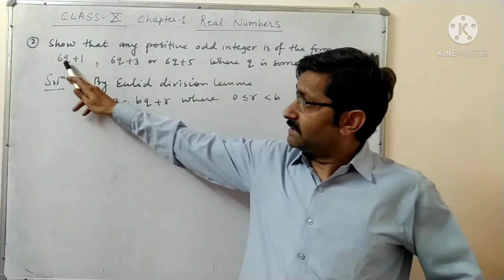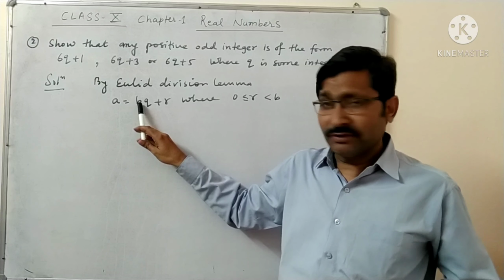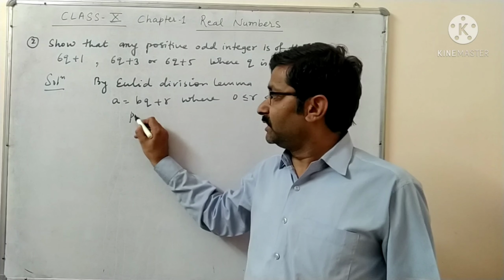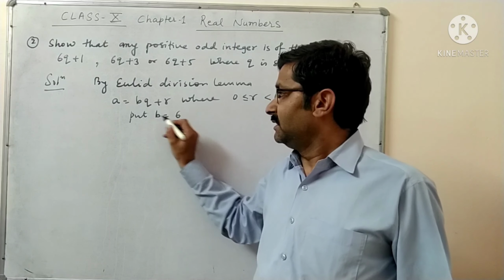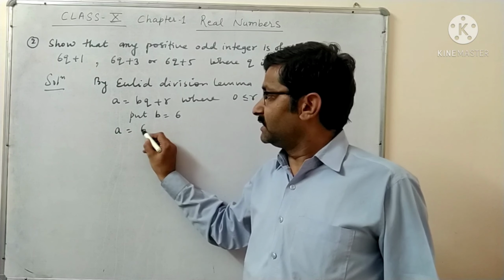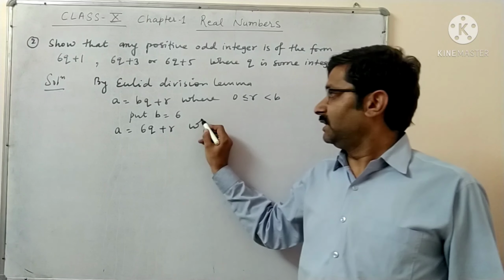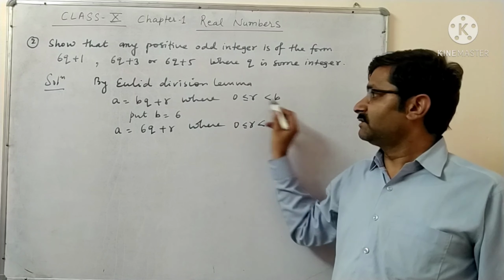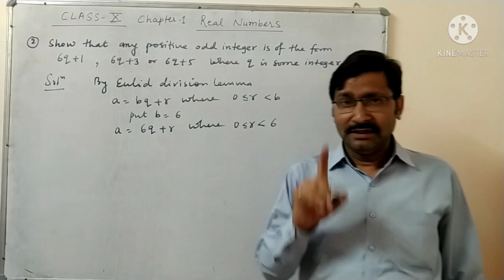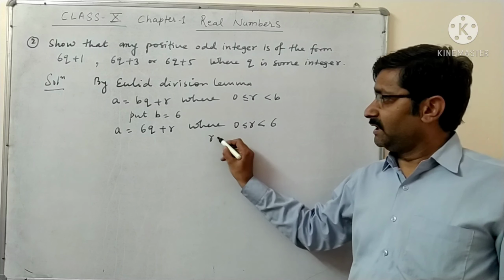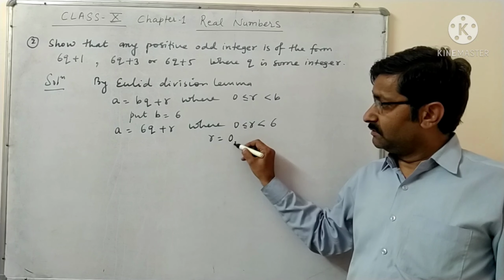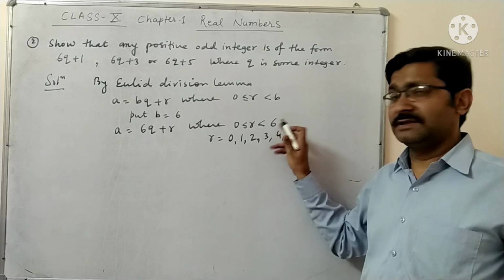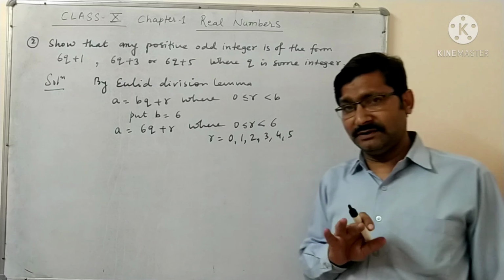Now compare this question. Look here, we have 6q, so in place of b we can write 6. So put b equal to 6. What we get is a = 6q + r, where r is greater than or equal to 0 and less than 6. Now r will be equal to 0, 1, 2, 3, 4, 5 and 6. Less than 6 means we write up to 5 only.